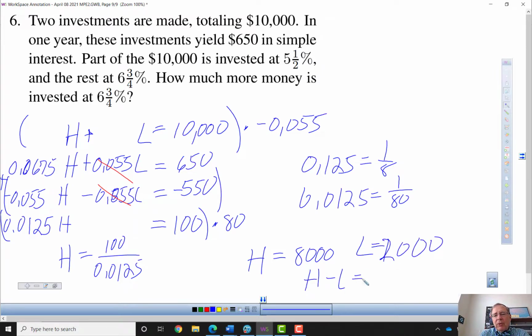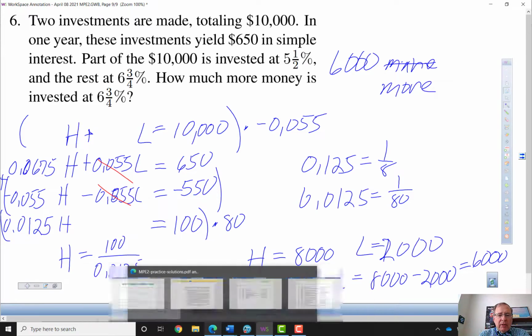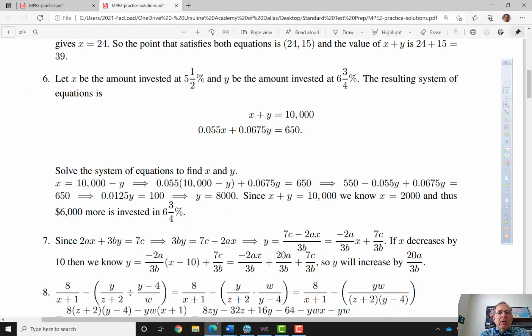So if the amount invested at the high interest rate is 8,000, then the low is 2,000, and then high minus low is 8,000 minus 2,000, so that's 6,000 more at the high interest rate. So let's go check that answer. So they pretty much did the same thing. So $6,000 more invested at the high interest rate.